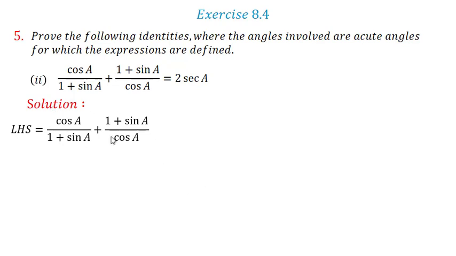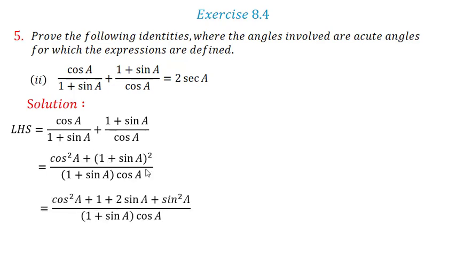Already they are in sin and cos, so no need to convert into some other trigonometric ratio. So cos A into cos A is cos square A, plus here it is (1 plus sin A) the whole square, and the denominator is (1 plus sin A) into cos A. Now I can open this bracket, so it is 1 plus 2 sin A plus sin square A, the whole divided by (1 plus sin A) into cos A.